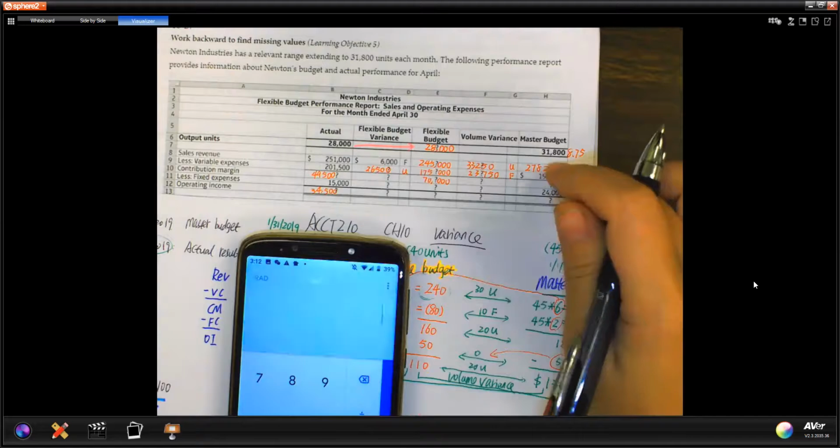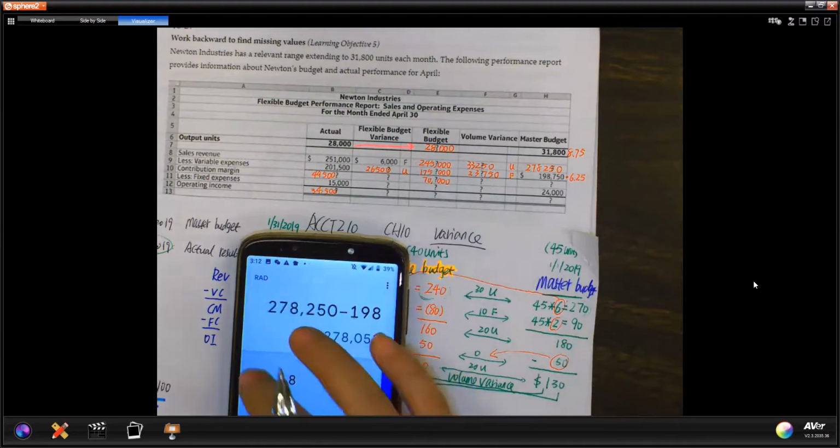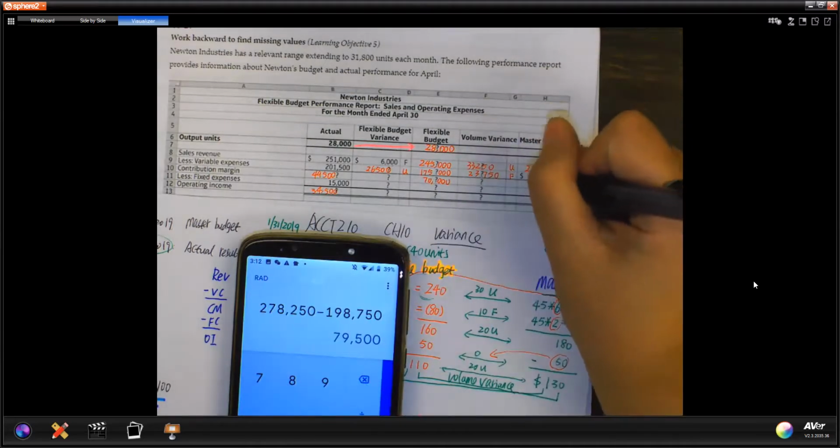For the master budget, it is 278,250 minus 198,750, which gives me 79,500.